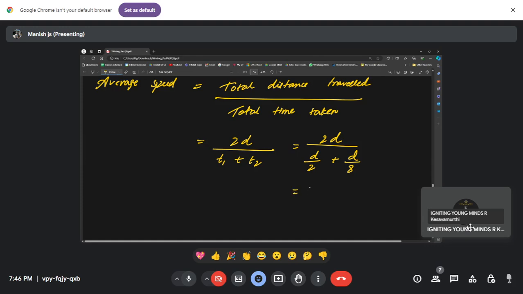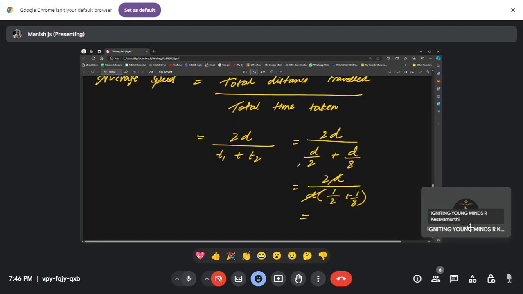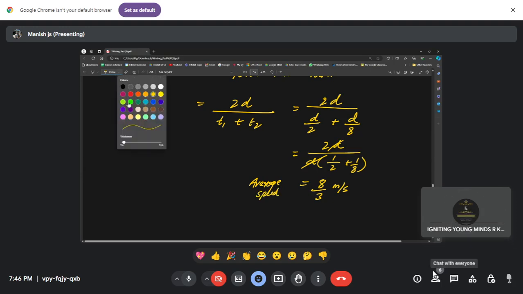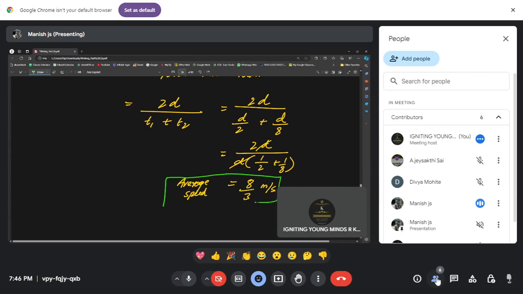Go for a simplification. Okay, you can take basically D as common out and cancel them. So you can write this as 2D. Within brackets in the denominator, take D as common. So 1 upon 2 plus 1 upon 8. So D and D will get cancelled off. Take the reciprocals, children, and then go for a simplification. Okay, so you will get the answer as 8 upon 3 meters per second, and that's the value of average speed. Okay, so therefore the answer for average speed is 8 by 3 meters per second.